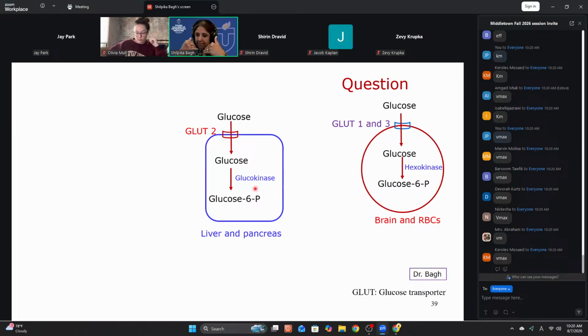Glucokinase has a high Vmax as well as high Km, but your need is an enzyme of good efficiency, which is reflected by high Vmax in liver and pancreas. So that is why glucokinase has a high Vmax and high Km.